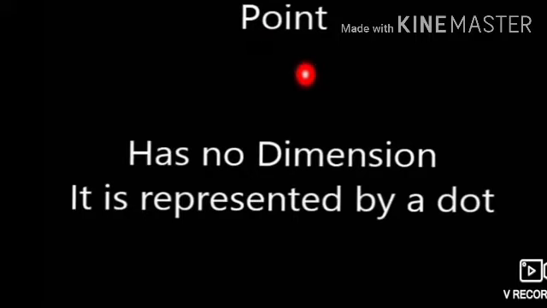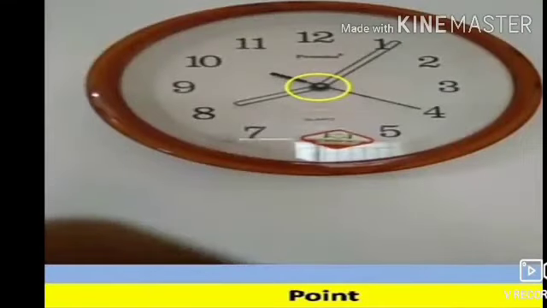Students, let us start from a point. A point has no dimension. It is represented by a dot. Here, in the real life example, where is the point? Yes, it is inside the yellow circle. Here, the black dot is known as a point.